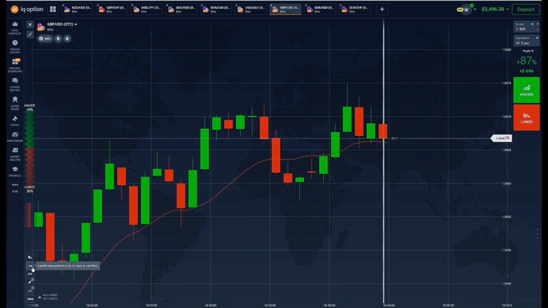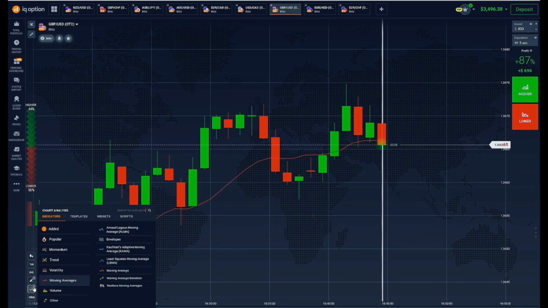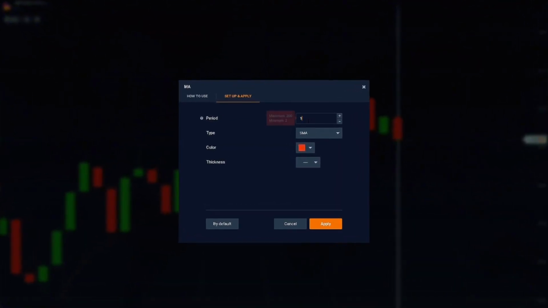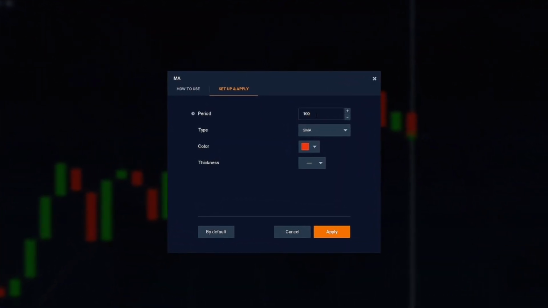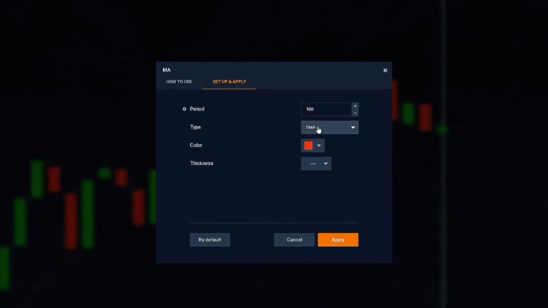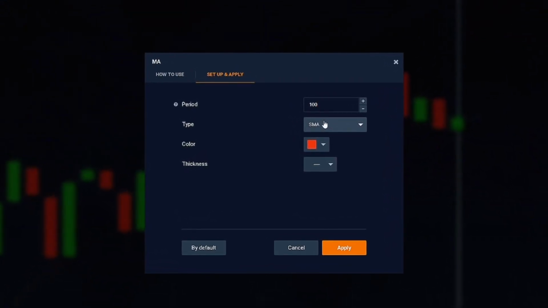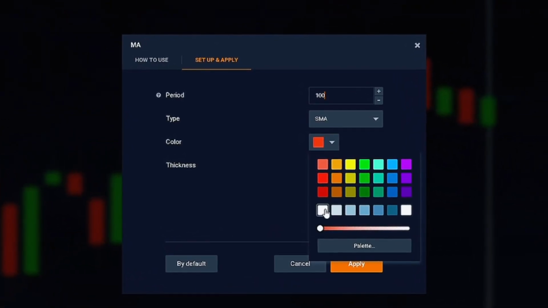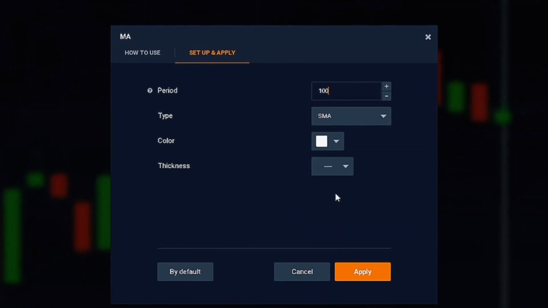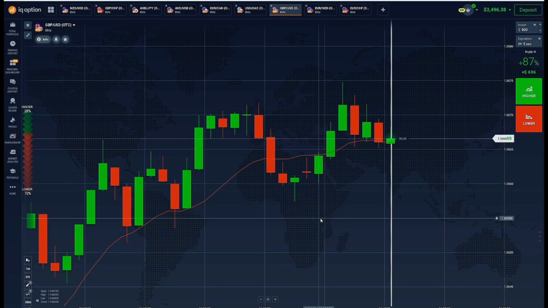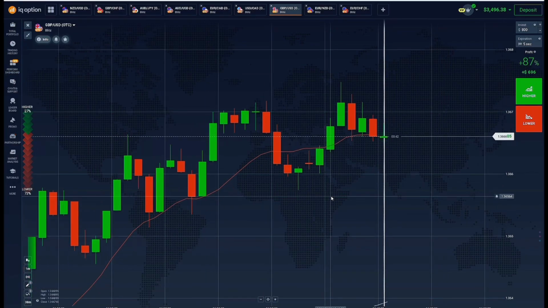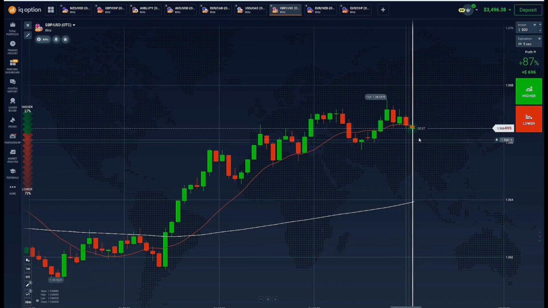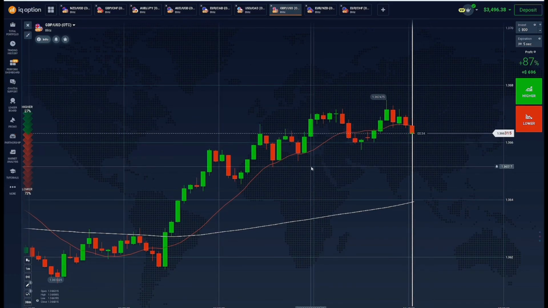Then the next is to go to the same moving average. This time we are adding a period of 100, and also make sure it's SMA. After setting this to SMA, we choose the color white, and then we apply it to our chart. When we apply that, this is what we have on our chart currently, and I'd like you to pay attention to this.